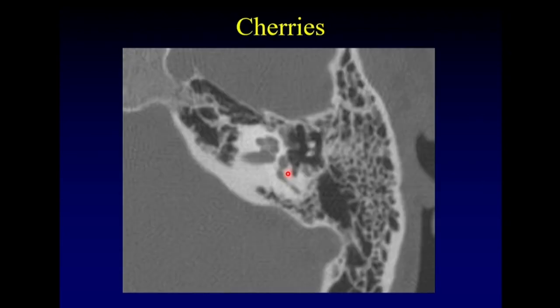If you keep coming up, now you've lost the basal turn of the cochlea, you're above the basal turn, and you're seeing the upper turns of the cochlea separated by the scala. There's the modiolus down the center. Now it's likened to a cluster of cherries, the upper turns of the cochlea.